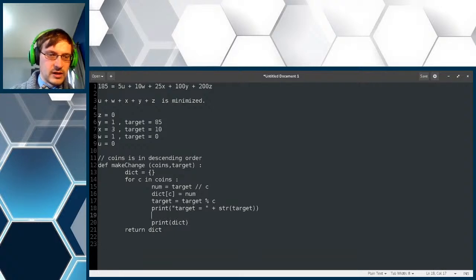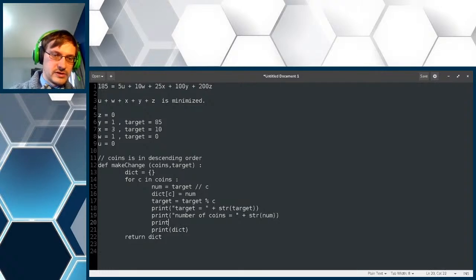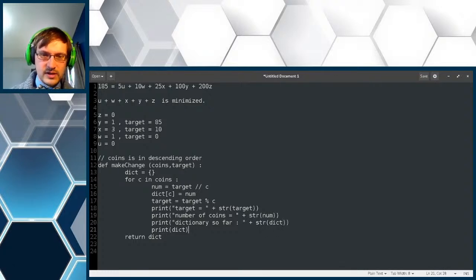We will wish to print number of coins is equal to string convert num, and print dictionary so far plus string convert the dictionary. Usually this works pretty well.